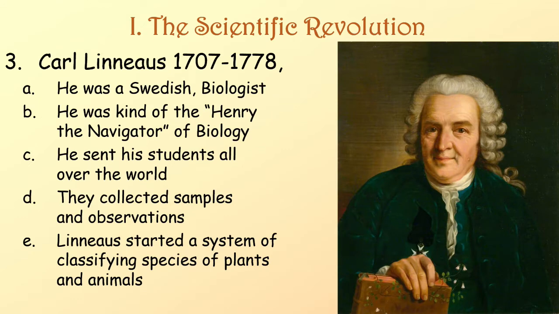Carl Linnaeus, 1707 to 1778, he was a Swedish biologist, and he was kind of like the Henry the Navigator of biology. He sent his students all over the world. They collected samples and observations. Linnaeus started a system of classifying species of plants and animals. Unfortunately, he also kind of started doing it with human beings, and he had some racist biases that he put in that also.